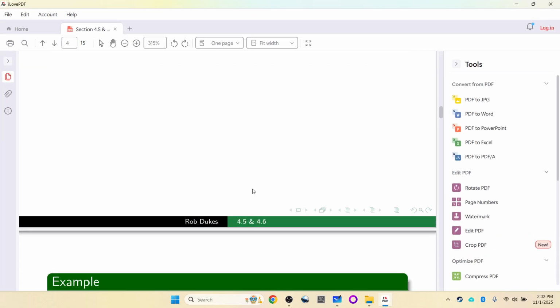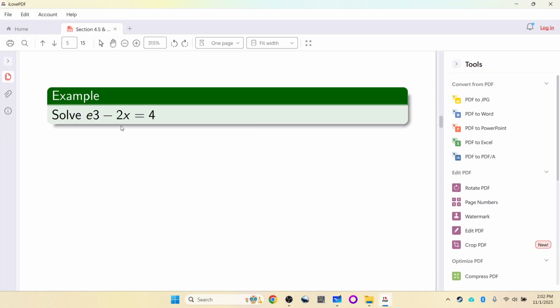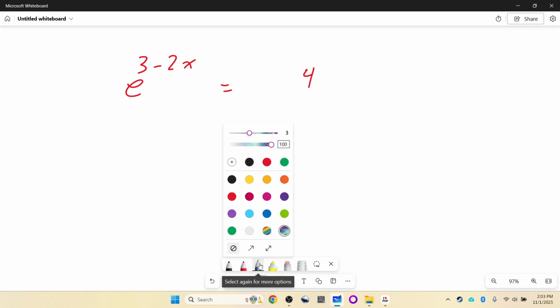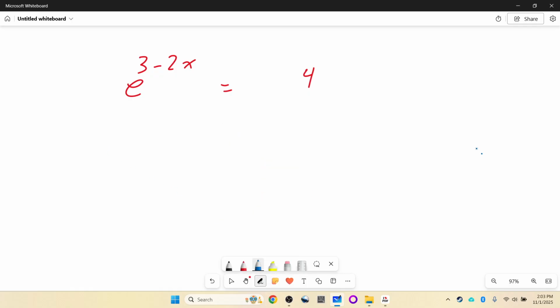Okay, so this is just another tool that is a typo. I'll fix it in the notes. This is e to the 3 minus 2x equals 4. Now, as I said, it's an exponent, so we undo it with a log.